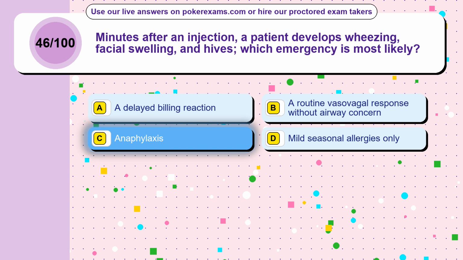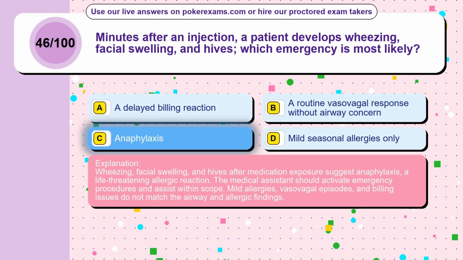The correct answer is option C. Anaphylaxis. Wheezing, facial swelling, and hives after medication exposure suggest anaphylaxis, a life-threatening allergic reaction. The medical assistant should activate emergency procedures and assist within scope. Mild allergies, vasovagal episodes, and billing issues do not match the airway and allergic findings.